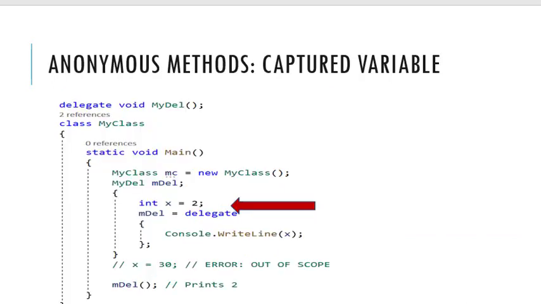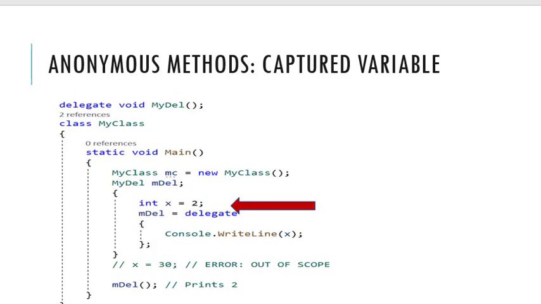Let us understand the concept of captured variables. Variables declared in the block of code in which an anonymous method is declared are also available in the body of the anonymous method. The anonymous method captures these variables and uses them when the delegate is invoked. These are available for delegate execution even if these variables go out of scope.